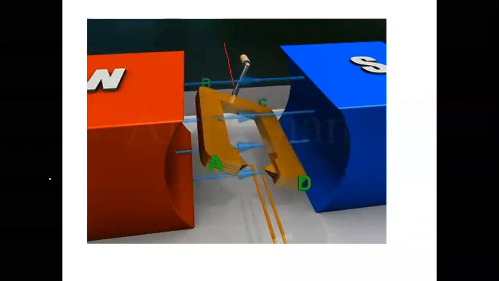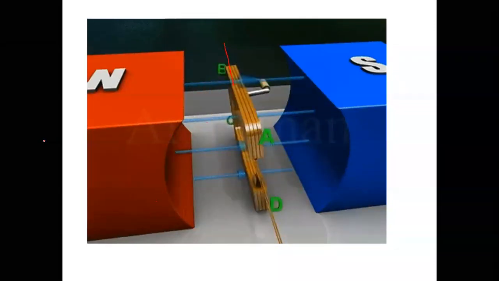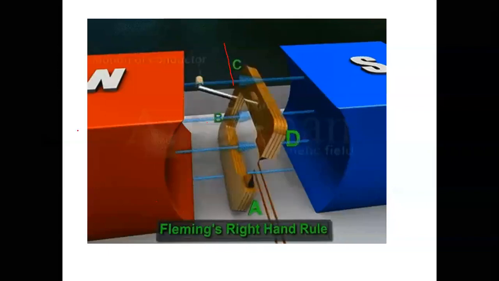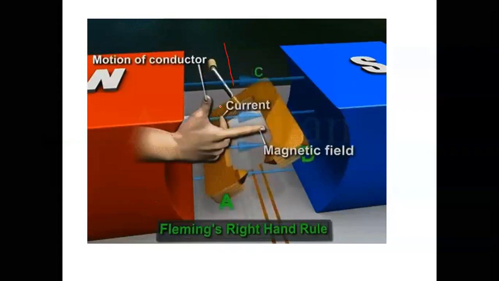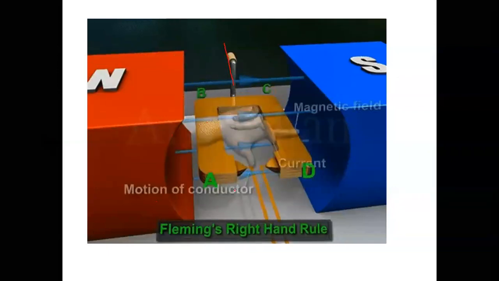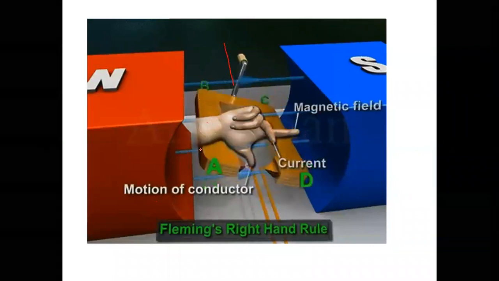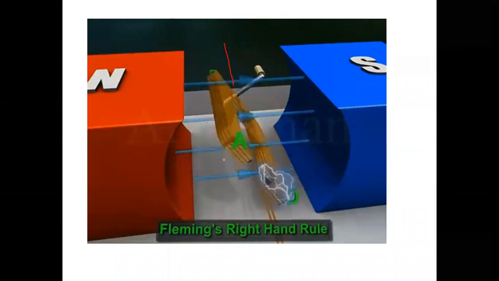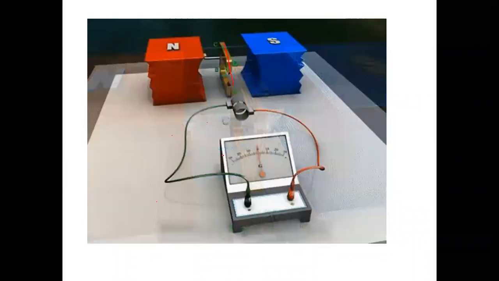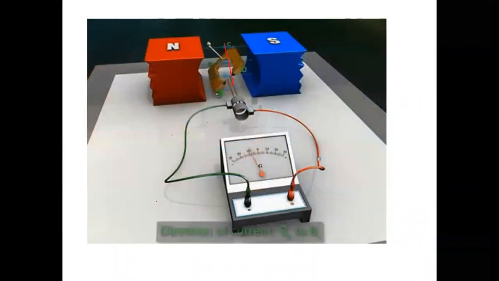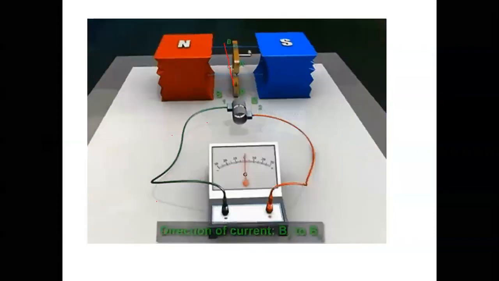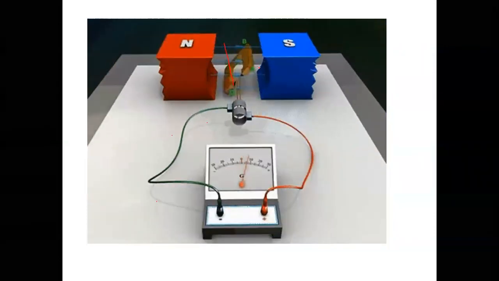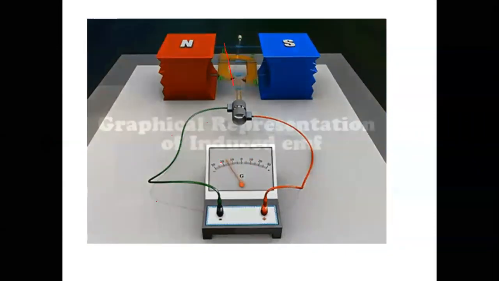When AB is under the influence of the north pole, it will be a negative voltage. See, AB is under the influence of the north pole, negative. When the same AB is going under the influence of the south pole, it gives positive voltage. So it is changing its direction.